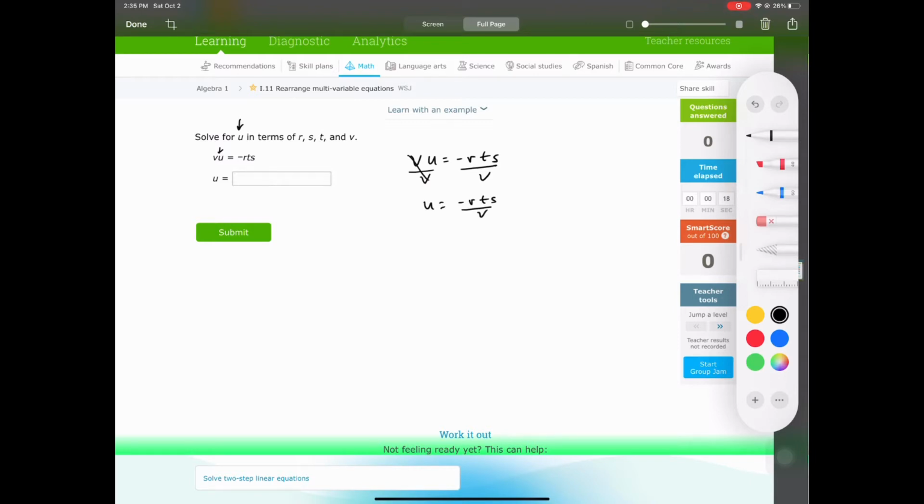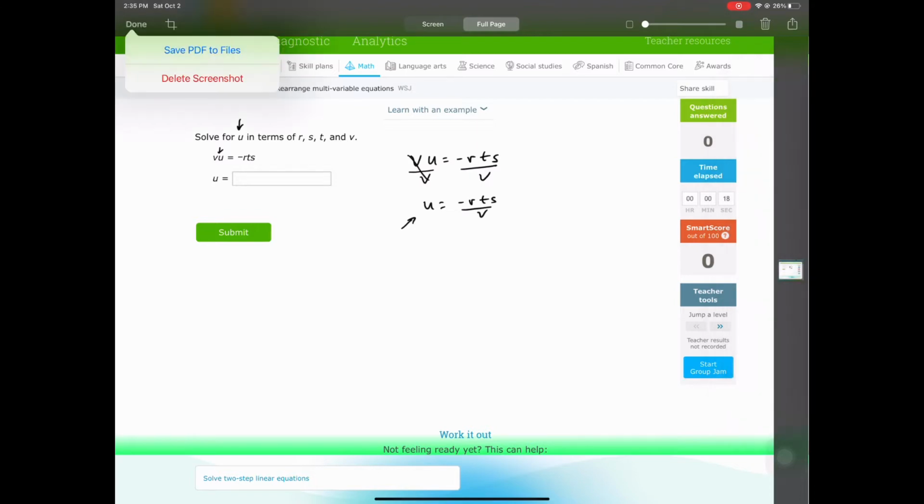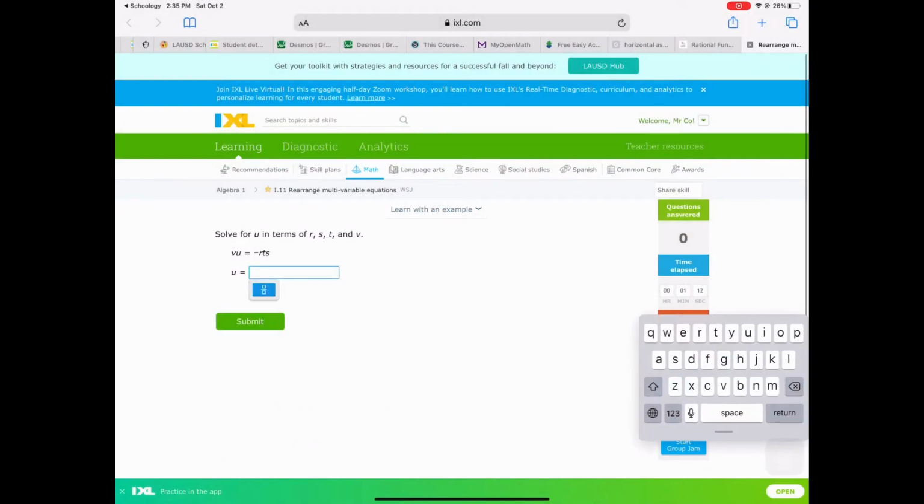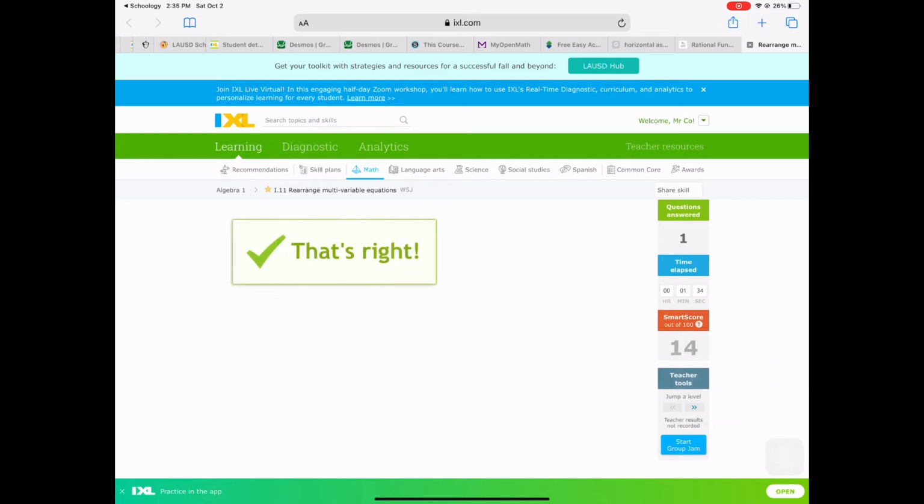V divided by V becomes 1, so we just write V over to the other side. So now U is alone, that's all they want for this, to get the variable alone. So we can go ahead and plug that into IXL and just see that it works out. U is equal to negative RTS divided by V. Now, here's negative RTS, but instead I'm going to switch that to the fraction version since the fraction's there anyway. And let's go ahead and write this as a fraction of negative RTS divided by V. Right. And if you take a look at that, U is alone. You solve for U, and that's right.